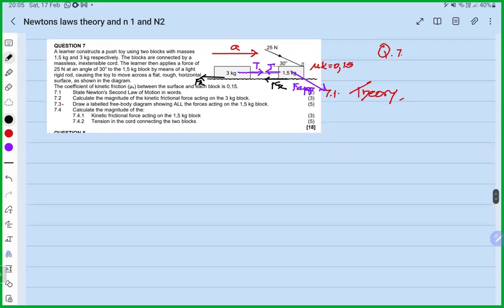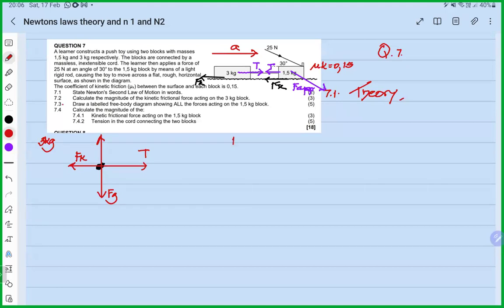Right, let's start. Free body diagrams first. So let's start off with the 3 kilogram, because that's actually an easier one to draw. For the 3 kilogram, we're going to have your gravitational force acting downwards, your normal force acting upwards, the tension, and then the kinetic friction. So that's our 3 kilogram free body diagram.